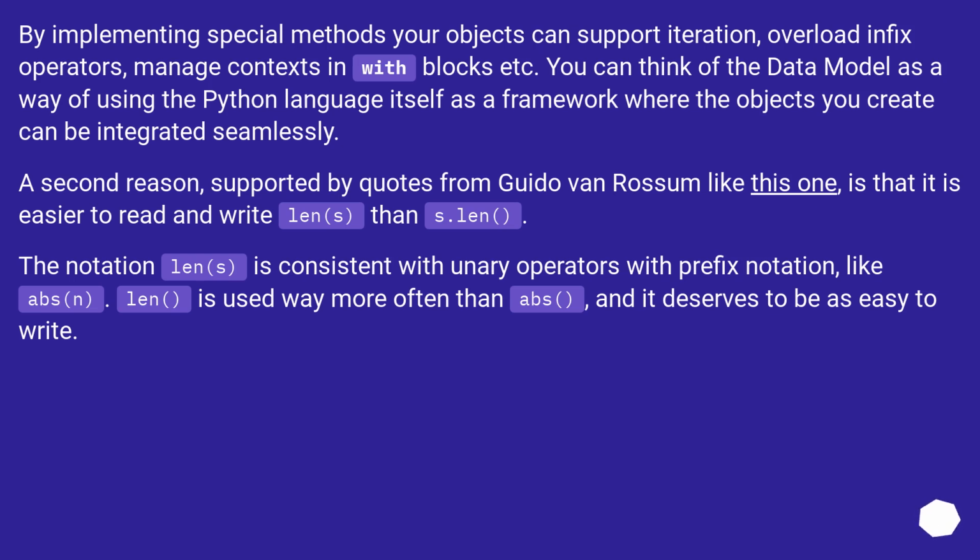A second reason, supported by quotes from Guido van Rossum like this one, is that it is easier to read and write len(s) than s.len(). The notation len(s) is consistent with unary operators with prefix notation, like abs(n). len is used way more often than abs, and it deserves to be as easy to write.